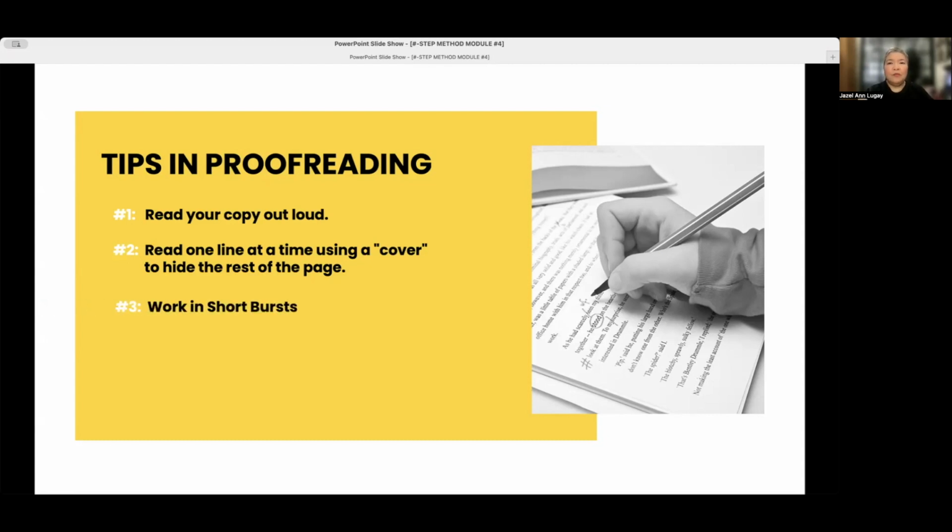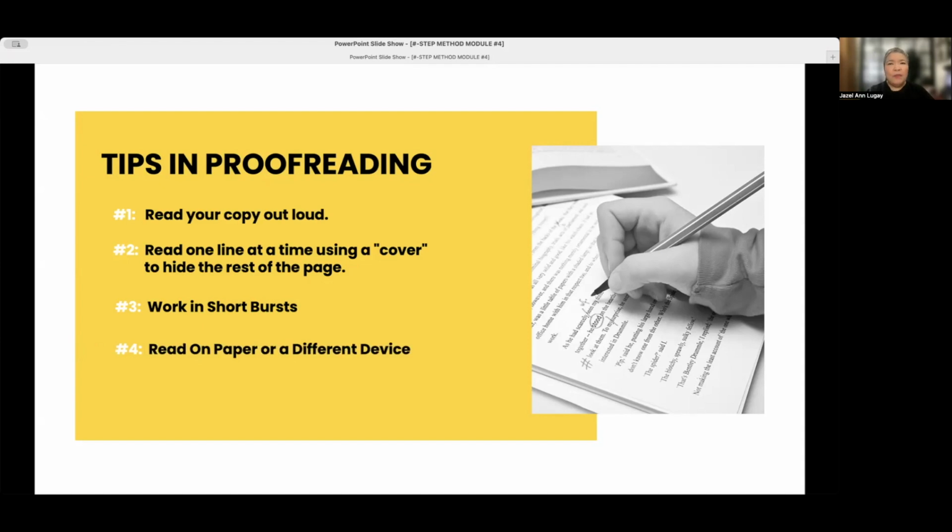Third, work in short bursts. Proofreading can be tedious work, so work on it for short periods of time. If you find your eyes glazing over, chances are you're missing what should have been common errors in your work. Also, at this stage, you're checking for errors in grammar, spelling, and punctuation. Try to resist reworking sentences that don't have anything wrong with them.